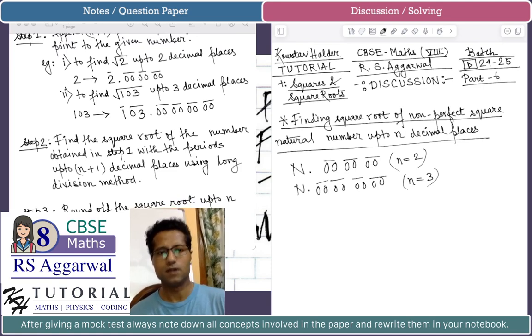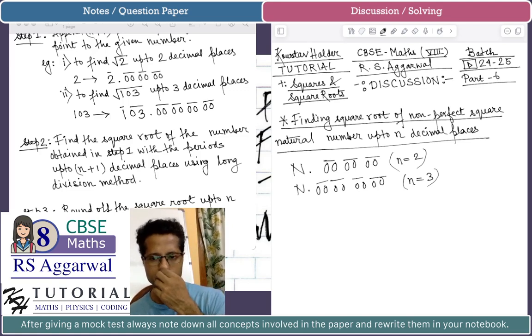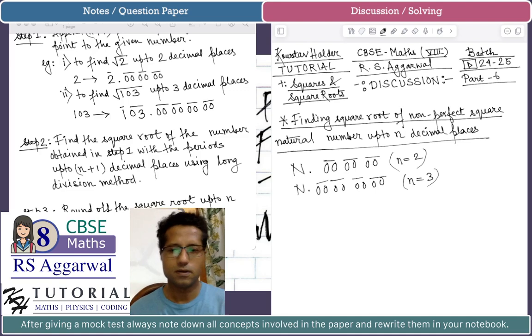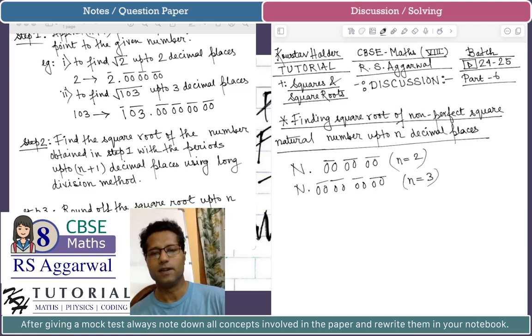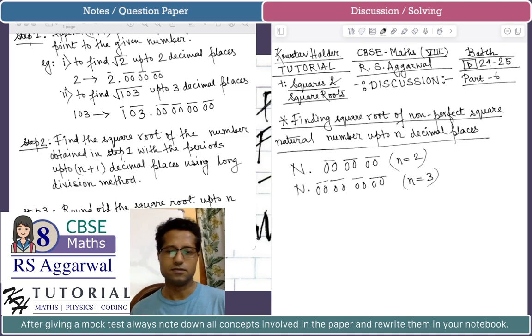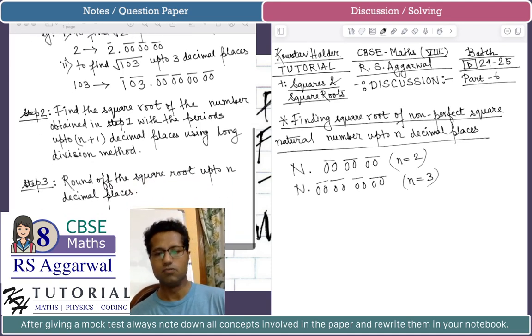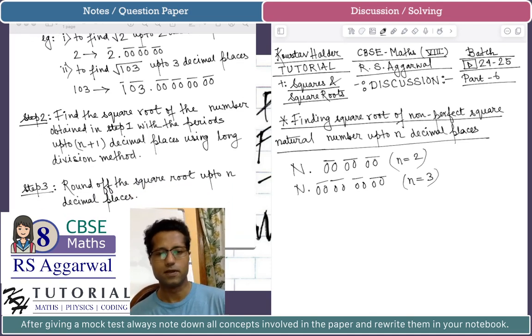So after step 1, we have a decimal number, that is, we have a decimal point, and after the decimal point we will have all periods of zeros appended. We will find the square root of that decimal number using the long division method, and finally, whatever the square root comes as the result, we will round off the square root up to n decimal places.